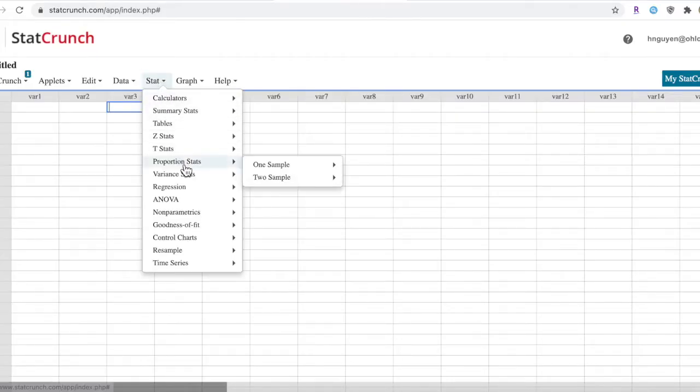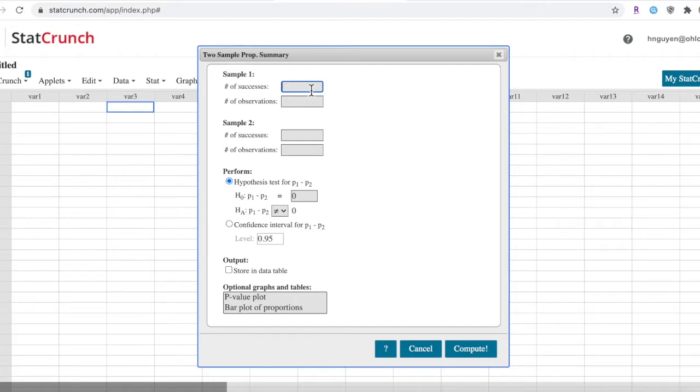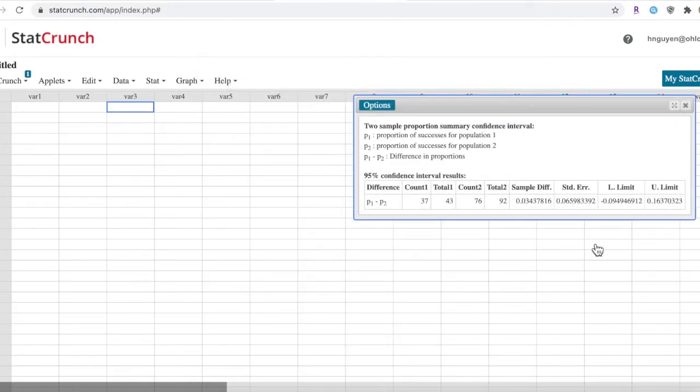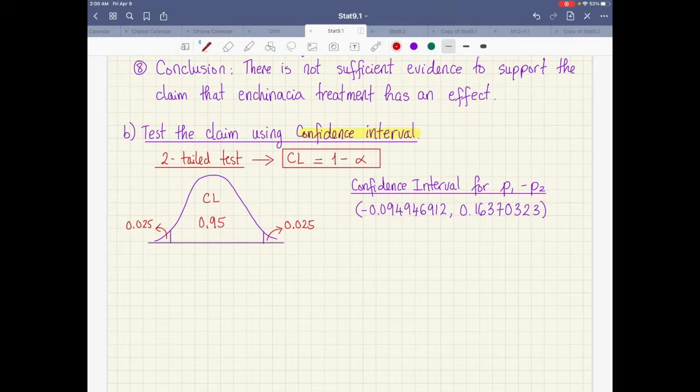Stat, proportion stats, two sample with summary. X1 37, N1 43, X2 76, N2 92. Instead of choosing the hypothesis test, we are going to choose the confidence interval, and my level is 95%. This is my lower limit, and this is my upper limit. I will round this to 3 significant figures.